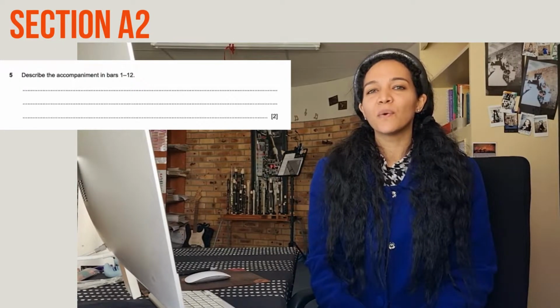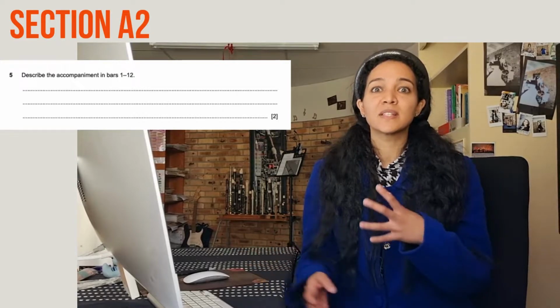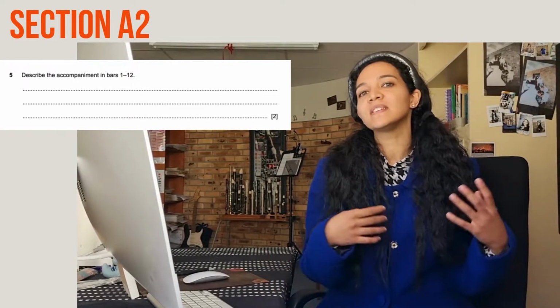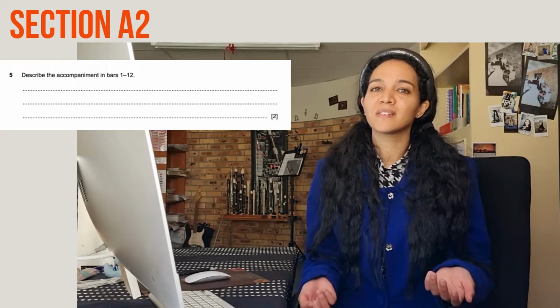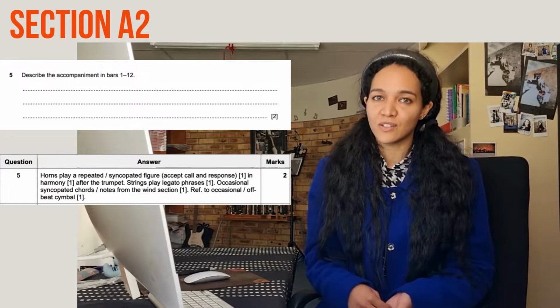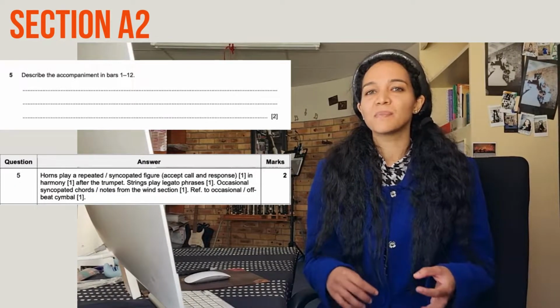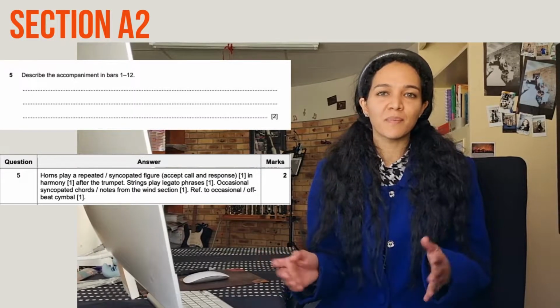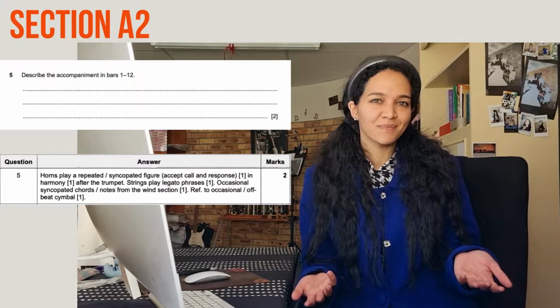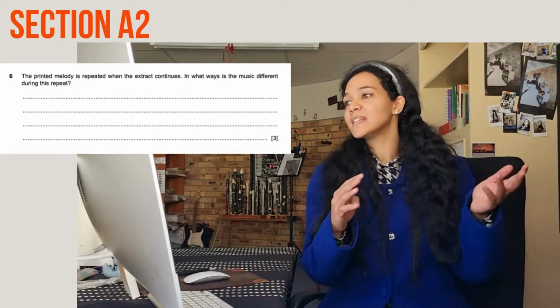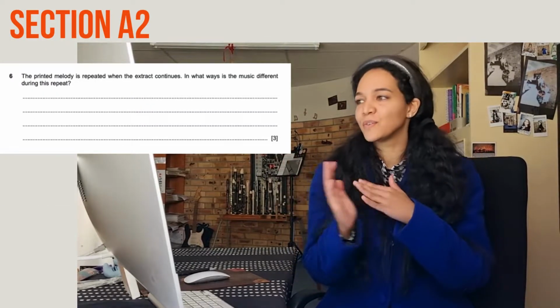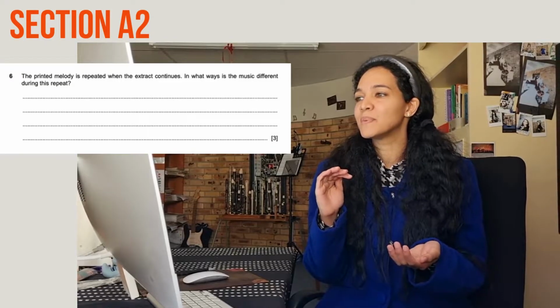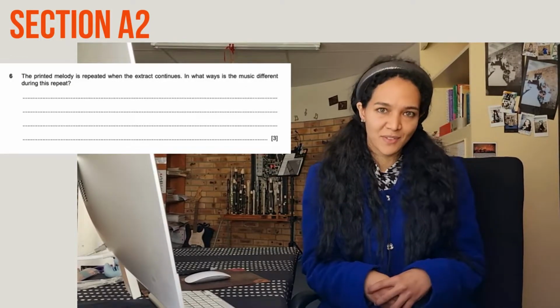So definitely here the horns play a syncopated as well as a repeated figure. They play these in harmony after the trumpet. The strings now play legato. And there are occasional syncopated notes from the wind section. There's also that occasional offbeat cymbal that we hear, also syncopated there. Then the next question, the printed melody is repeated when the extract continues. In which ways can the music be identified as different during this repeat?